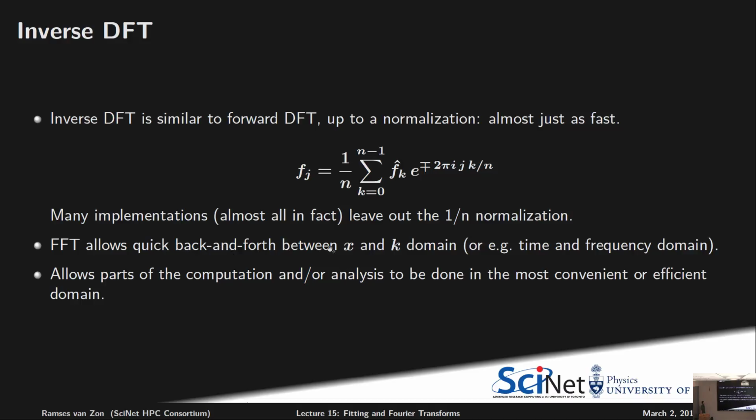Okay. We can go back and forth very quickly between x and k, or time and frequency. Sometimes you have a part of the computation that is easier done in Fourier space, and another part that's easier done, say, in regular space, and going back and forth is quite common.